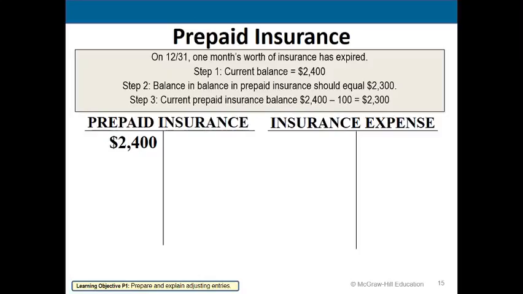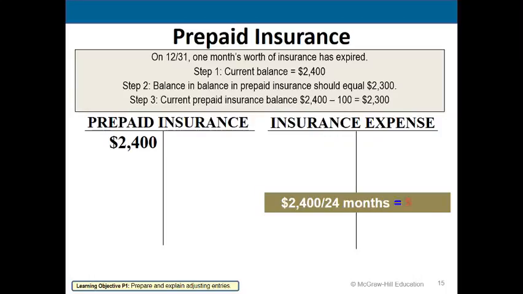Now, at the end of the year, December 31, 2017, what does the amount of prepaid insurance, what's the balance need to be? Well, it needs to be $2,300. And so we need to make an adjustment to prepaid insurance of the difference between $2,400 and $2,300. So we're going to credit prepaid insurance for $100 and debit insurance expense for $100.